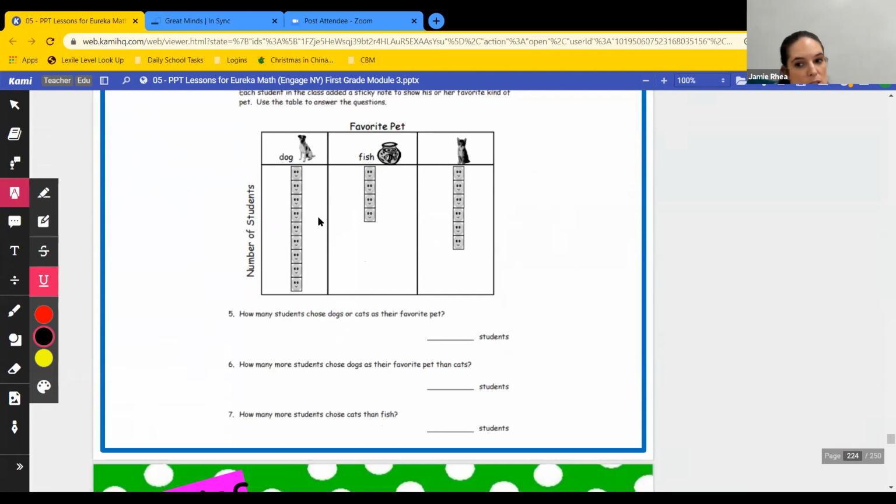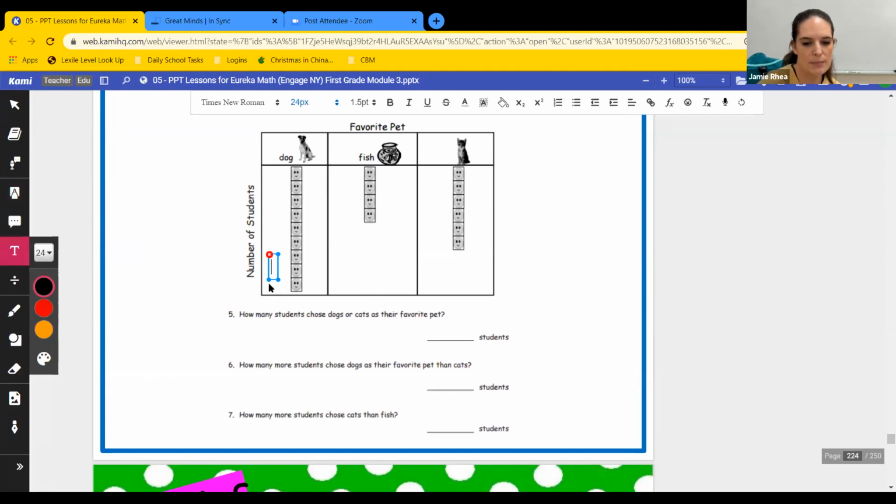Okay, so here's what I want us to do first before we answer the questions. Let's count and write how many are in each of the rows. Okay, so let's start with dogs. Let's count and see. 1, 2, 3, 4, 5, 6, 7, 8, 9. There's 9 for dogs. So I'm going to write 9 right here. That way I know there's 9. Let's count fish. 1, 2, 3, 4. That one was a little easier, huh? 4 fish. And now we got to count cats. 1, 2, 3, 4, 5, and 6. There are 6 cats.